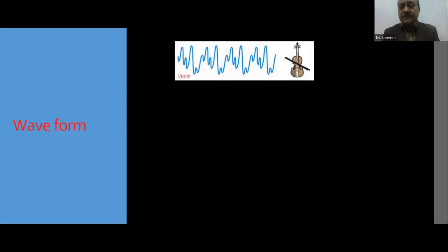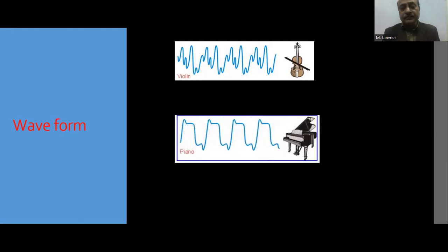Waveform. The reason is this: every instrument has a different waveform. This instrument has a different waveform. Violin. This is piano, it has a different waveform. Although their sound is shrill or musical, their waveforms are different. Their loudness is the same, their pitch is the same, but the waveform is different, due to which we can recognize these sounds without seeing them.